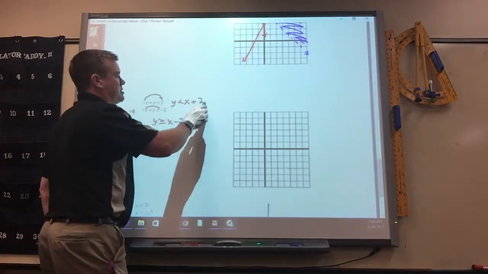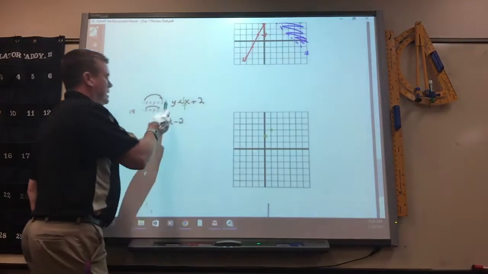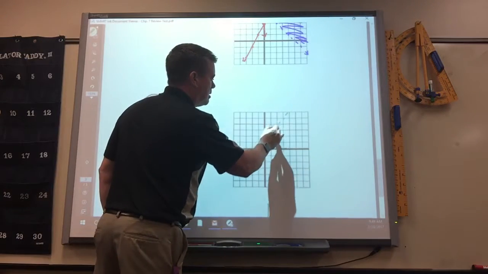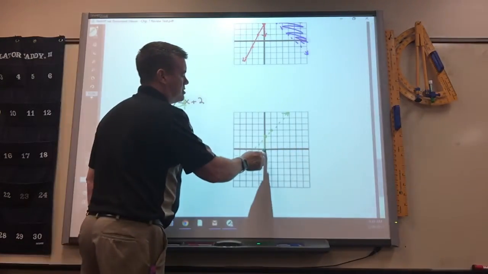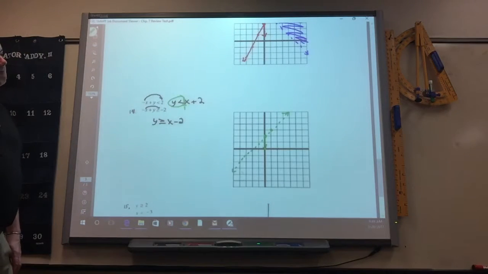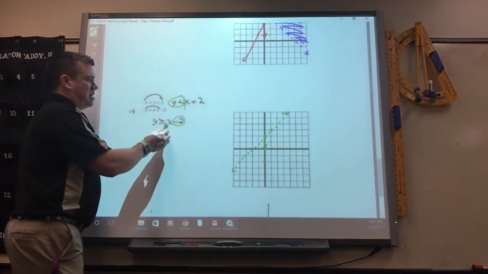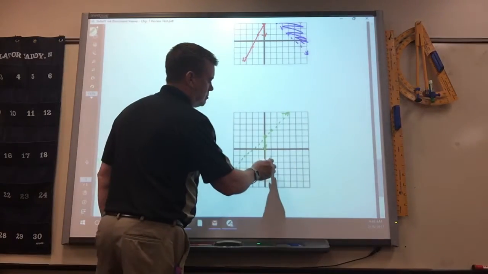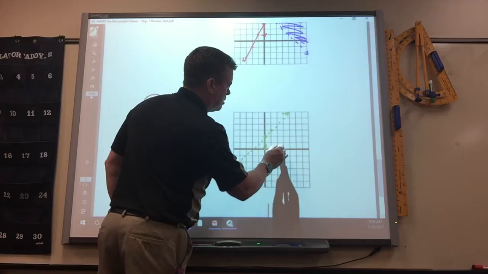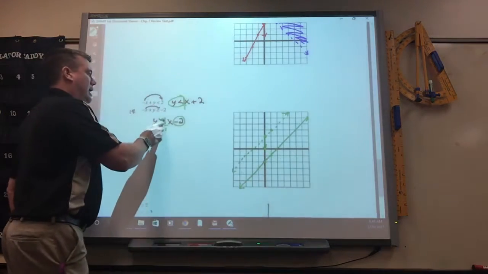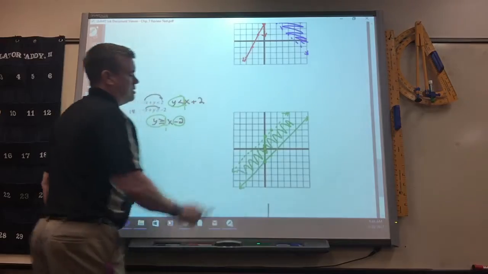So when we graph it, this one crosses at positive 2 with a slope of 1. So it's up 1 over 1. This one is dotted. And y is less than, so that's shaded below. The other one crosses at negative 2. It's got the same slope, 1 over 1. It has an equal, so that one is solid. And y is greater than, so that's everything above it, which means in between is shaded.